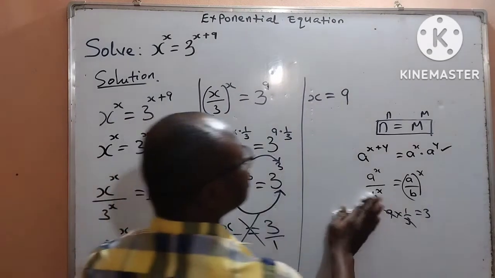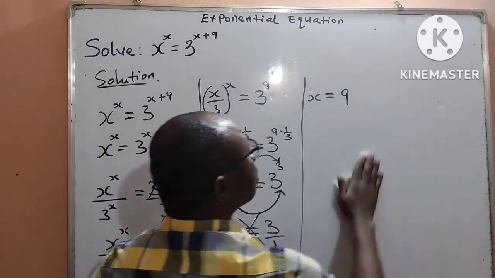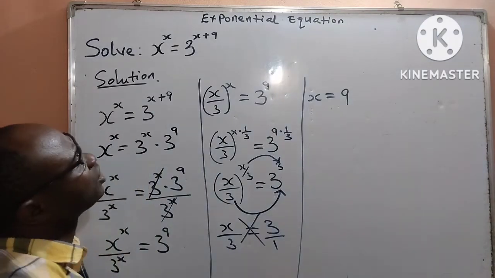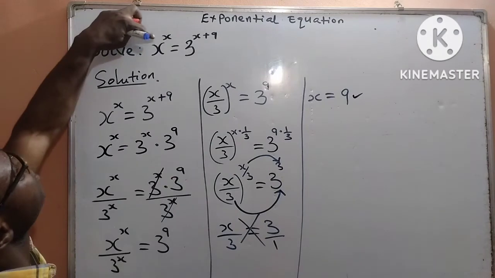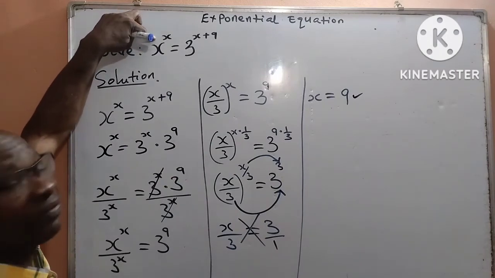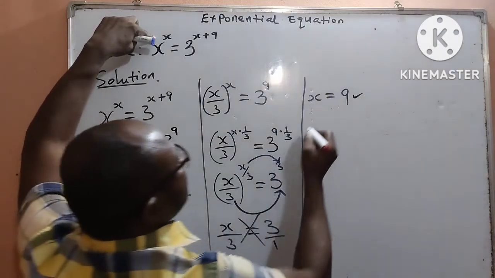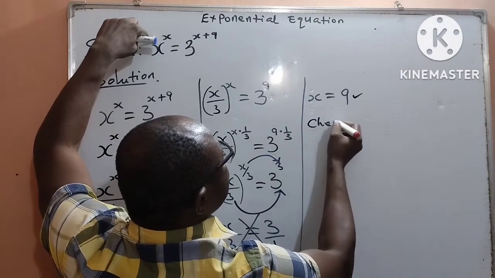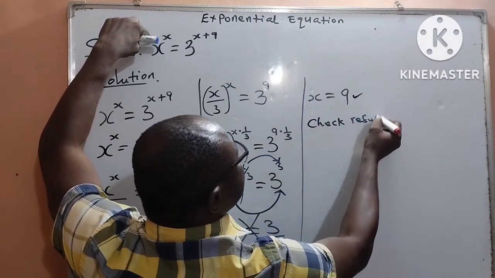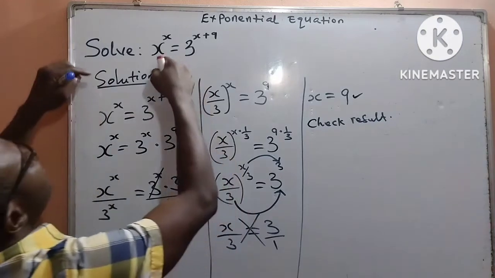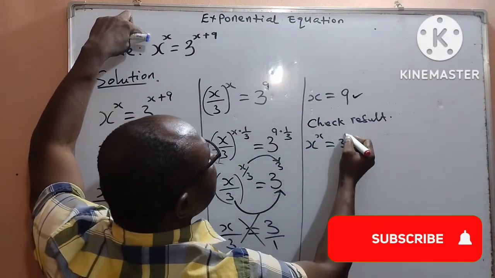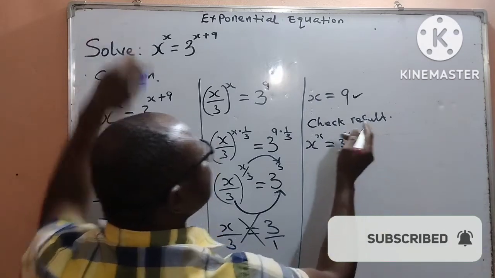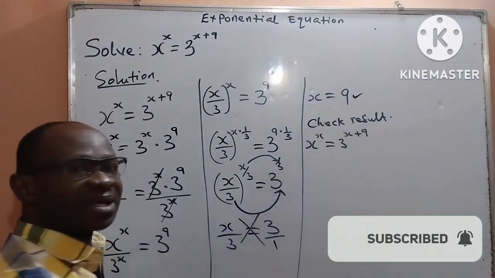Now, we have gotten the value of x, but we want to check our results to ensure that it is correct. This is the value of x. We want to substitute into the equation that we are given to ensure that it is correct. Therefore, check result. From the equation that I am given, x to the power of x is equal to 3 to the power of x plus 9. I can now replace the value of x as 9.